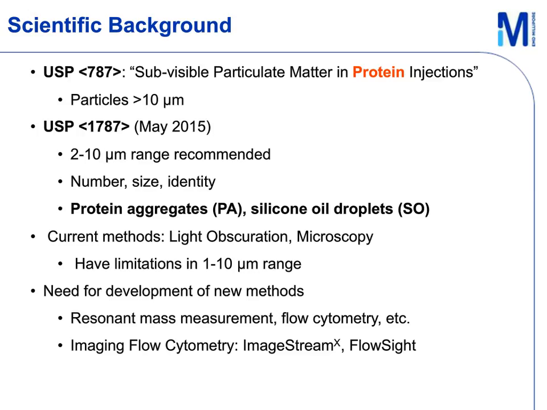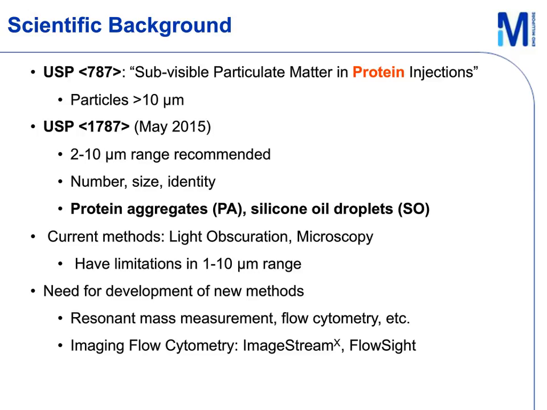USP 1787 is interesting because it recommends characterization of the 2 to 10 micron size range for the first time. By characterization, I'm referring specifically to measuring the concentration of these particles, measuring their size distribution, and finally, identifying the types of particles being measured.